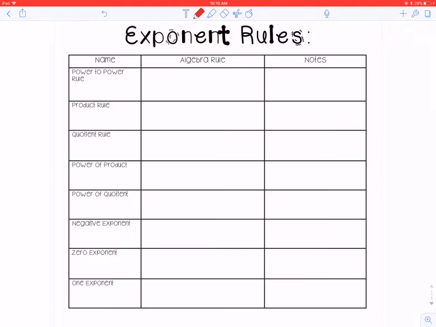So power to power rule says that you have a power to a power. So I have two little exponents next to each other, and you multiply. An example of that would be x to the third, squared. You would do 3 times 2, which would give you x to the 6th power.